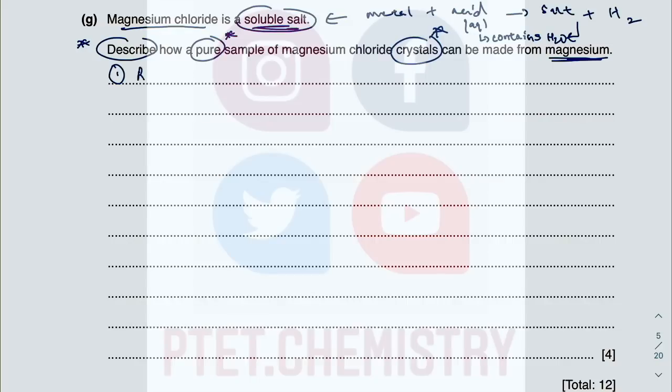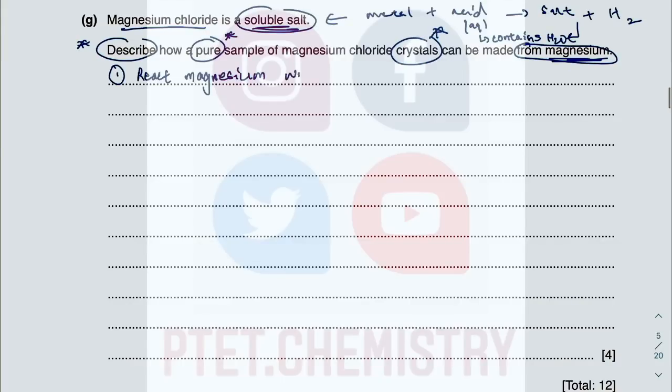So react magnesium. So they want to start from magnesium, not carbonate. Yeah, they want to start from magnesium. So yes, carbonate plus acid can also react to form salt, CO2, and water. But they want you to start from magnesium. So magnesium is a reactive metal. It's higher in the reactivity series than hydrogen in the acid. So you know magnesium can react with acid.